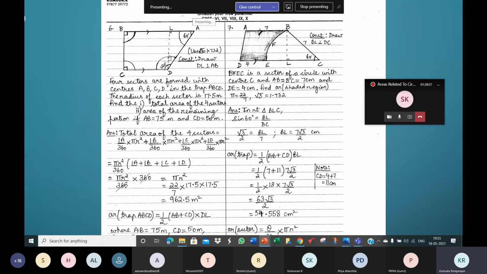Next is to find the area of the trapezium. Now the formula to find the area of a trapezium is half the sum of the parallel sides into the distance between the parallel sides. See here, area of trapezium is equal to half the sum of the parallel sides, AB plus CD.